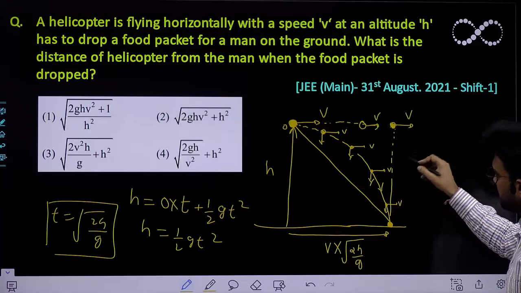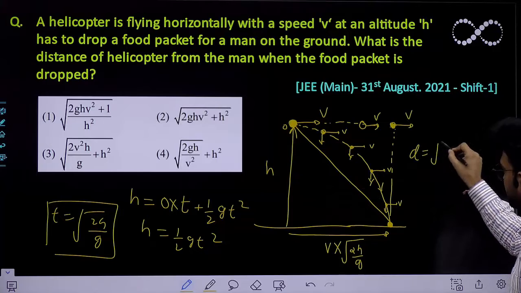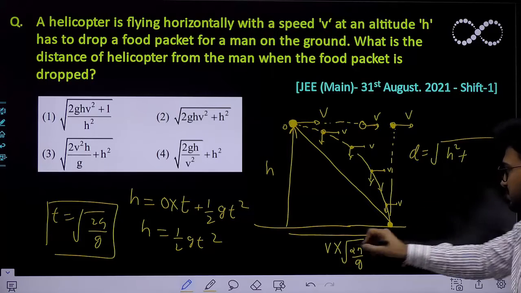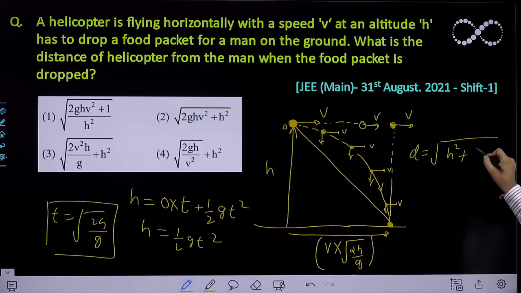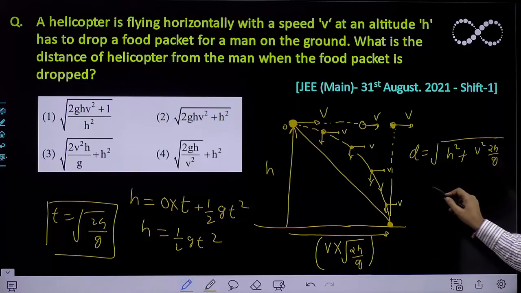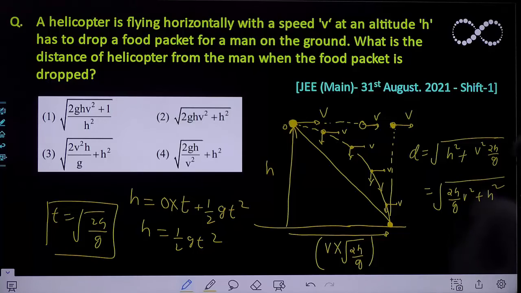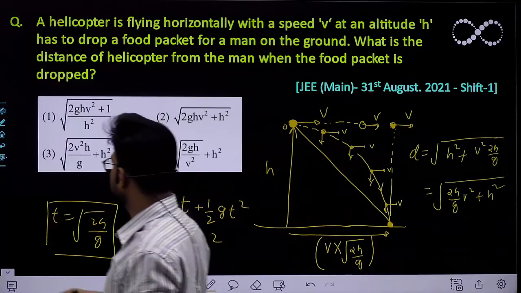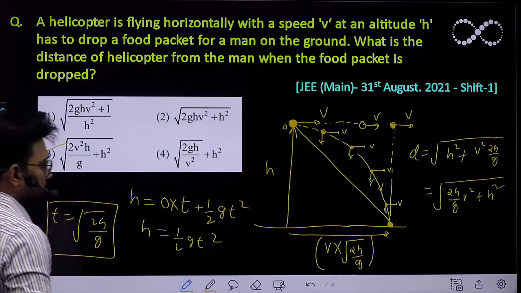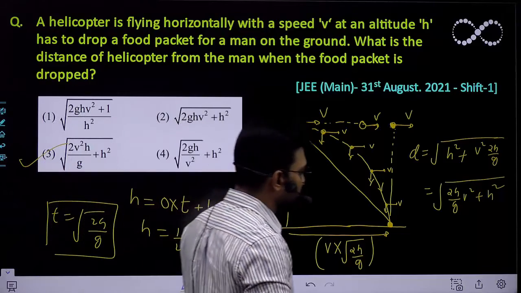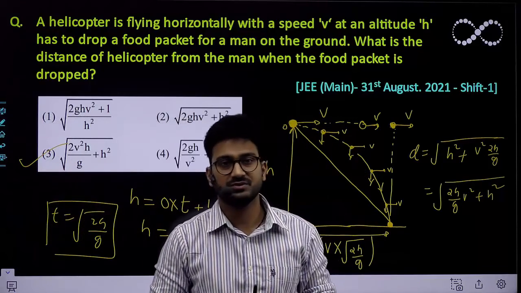So the distance that you need to find must be equal to root of h square plus this much whole square, that is, v square times 2h by g. So finally we get the answer as root of 2 v square h by g plus h square. Let us see which option is correct. The third option is the correct option out of all four options. I hope this question is clear to everyone. Thank you.